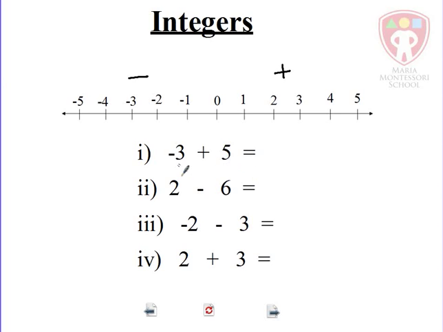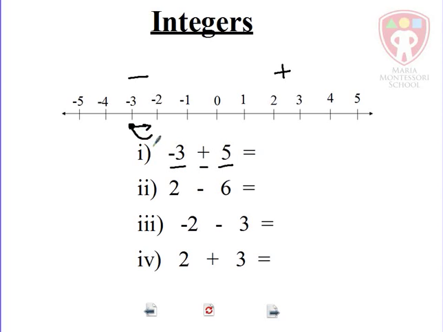So what are we saying? -3 plus 5. So the first number tells us where we're beginning on our number line. In this case, we're starting on -3. As I said, the operator, in this case plus, tells us that we're moving in this direction. And the second number tells us how many times, in this case 5 times.